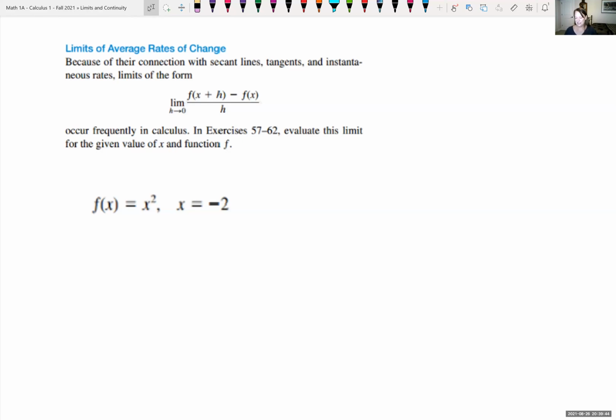Okay, so our next example is based off the following. This is what we talked about in the first section we got into when we were starting to talk about calculus, about rates of change and average rates of change. This states that because of the connection with secant lines, tangent lines, and instantaneous rates, limits of the form, the limit as h approaches 0 of f of x plus h minus f of x all over h, occur frequently in calculus. So in these examples, we're going to evaluate this limit for the given value of x and the function f.